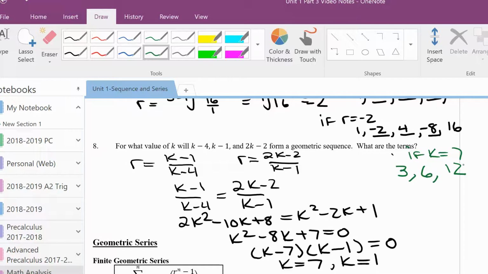Now, k cannot equal 1 because notice that would make the ratio undefined here. That would make the ratio undefined in this part. So k cannot equal 1. It does not work in the domain of that function. So the only one is if k is equal to 7. So you have 3, 6, and 12.